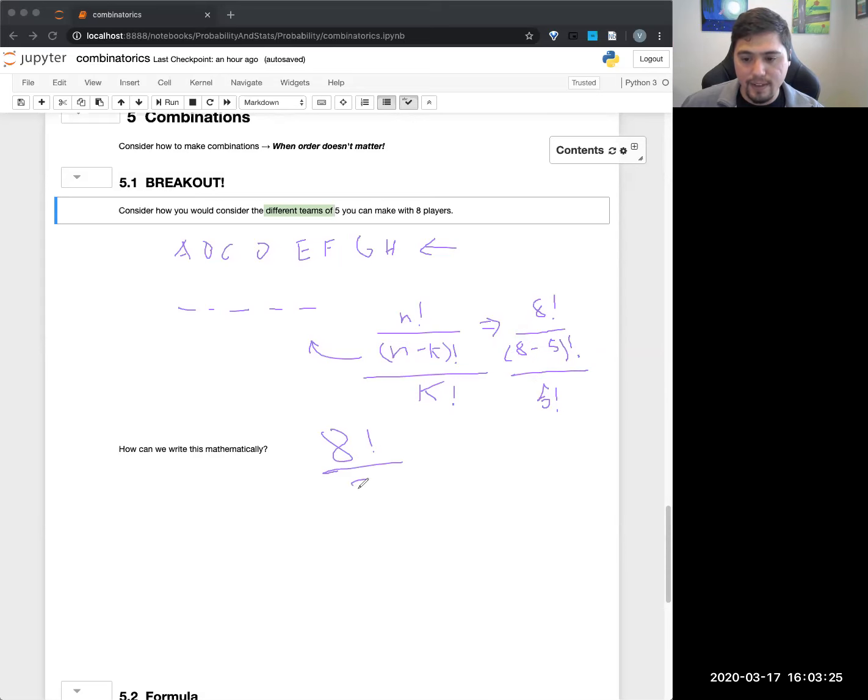So 8 divided by 5 factorial, and then divided by 3 factorial. Does everyone see how I kind of just reorganized that real quickly? What's cool about this is, we know this is 8 times 7 times 6 times 5 times 4 times 3 times 2 times 1, which is simply saying 8 times 7 times 6 times 5 factorial.